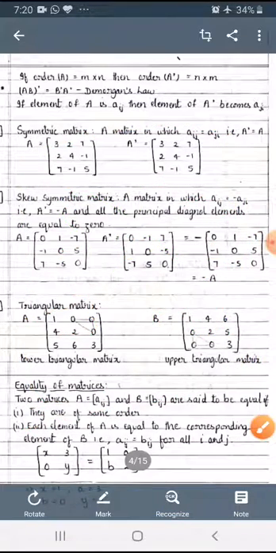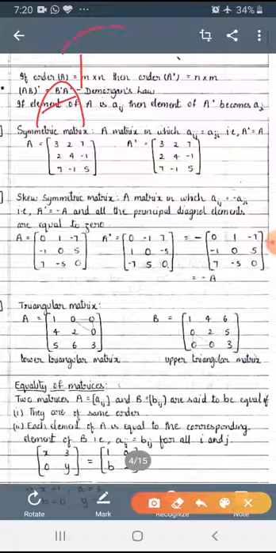Now we will see the skew symmetric matrix. What is the skew symmetric matrix? Before, A transpose equal to A meant it is a symmetric matrix. Now A transpose equal to minus of A. So here A transpose equals minus A. So this matrix is a skew symmetric matrix.